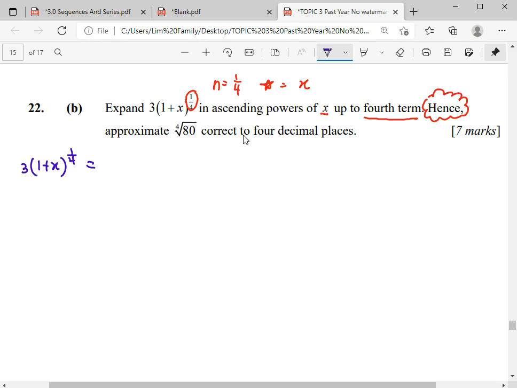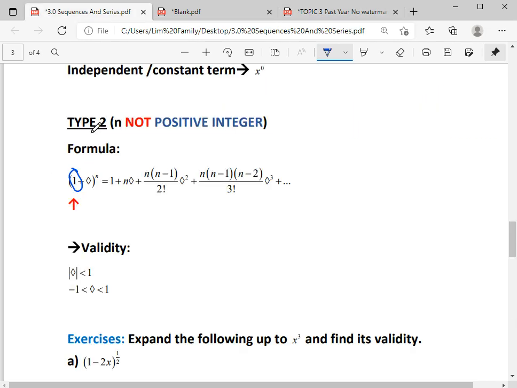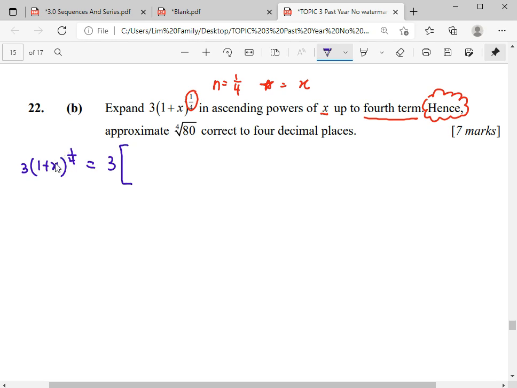Okay, we continue with our formula, where 3 is a coefficient, so it is not involved in our expansion. So we put a bracket. We're going to expand this bracket first using this formula. Our formula will be 1 plus n, where n is 1 over 4, and the thing we want to expand is x. This is our first term already, this is our second term already. This is T1, this is T2, this is T3.